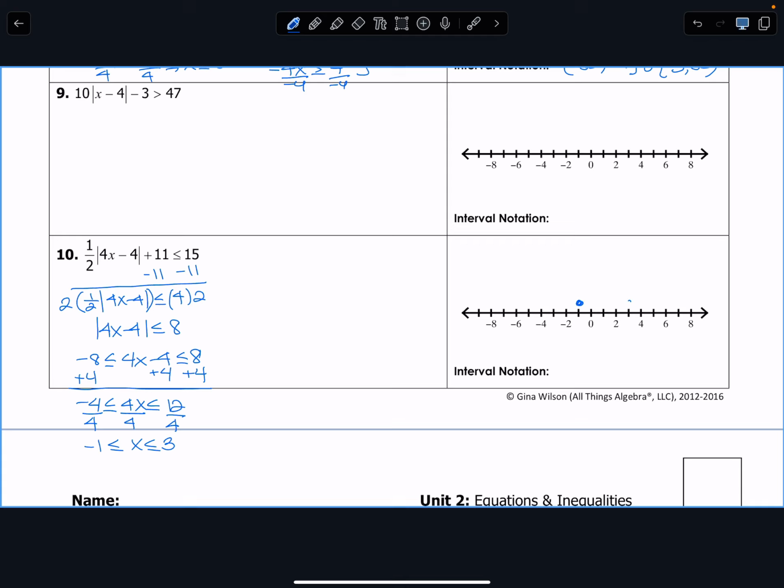So I have this little graph here. And I'm closed bracket at -1 and closed at 3. Questions that you guys have? If it is less than or equal to, or greater than or equal to, they're closed brackets, so square ones. If there's no equal bars, they're parentheses.